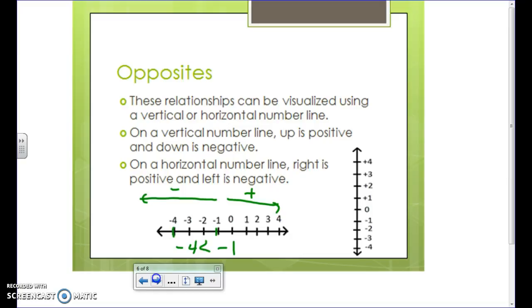It's the same way with the vertical number line. The more the numbers go up, the bigger the number gets. The more the numbers go down, the smaller the number gets. So when I look at negative 3 and negative 1, negative 3 is actually smaller than negative 1 because it's farther below 0. It's farther away from the positive numbers. So you think of everything as being in the opposite direction once you get those negative numbers in there.